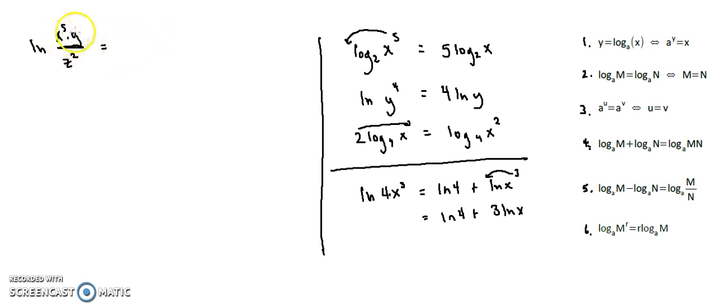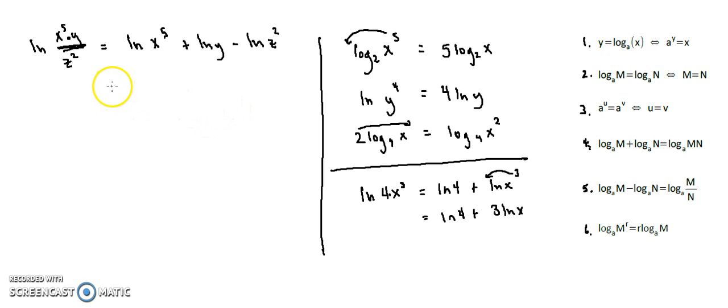So we can go ahead and break up the product as a sum and the fraction as a difference. So we get ln x to the fifth plus ln y, that's breaking up this product right here. And then remember, division means subtraction, so we'd have minus ln z squared. So the product becomes a sum and the fraction becomes a difference. So now we've got natural log of x to the fifth plus natural log of y minus natural log of z squared. All right, so we're in good shape so far.